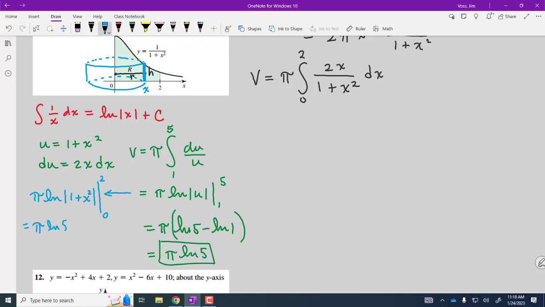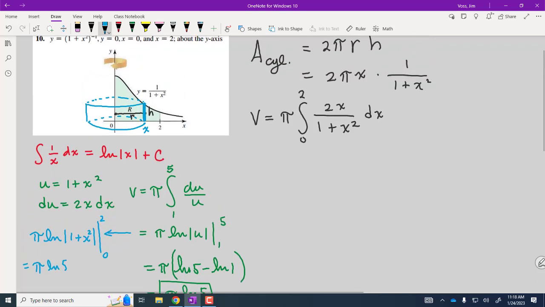Same answer. So if we look right here, what did we end up with? Natural log of the absolute value of the denominator. Just like we ended up here. Natural log of the denominator. Same thing. So I am going to refer to this as log form.